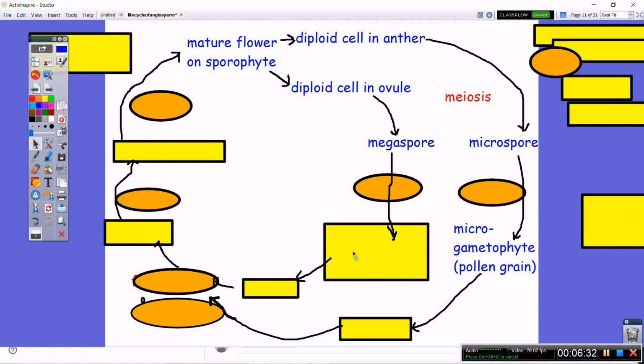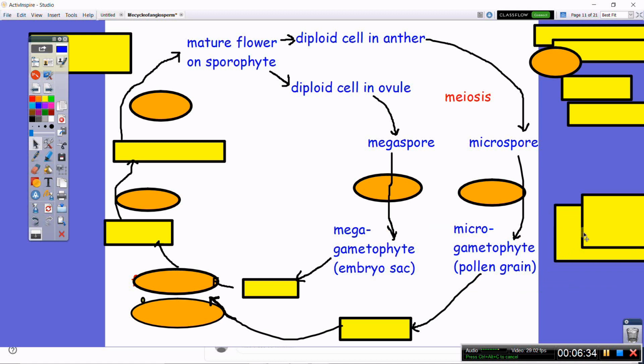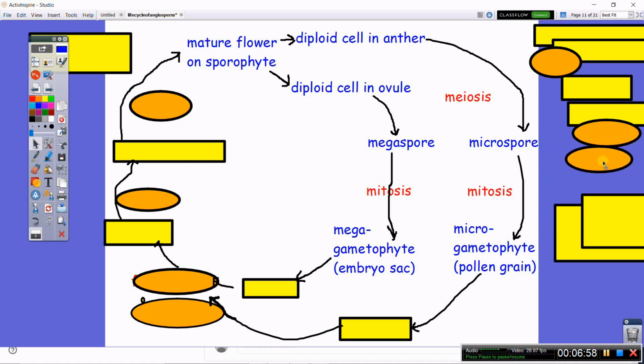And then the megaspore is going to develop into the megagametophyte, which is going to be the embryo sac. So I'll be sure to point that out to you in notes today. Now, spores are haploid. Gametophytes are also haploid. So if you're going from haploid something to haploid something, you're going to have to do mitosis. So mitosis is what's going on here.